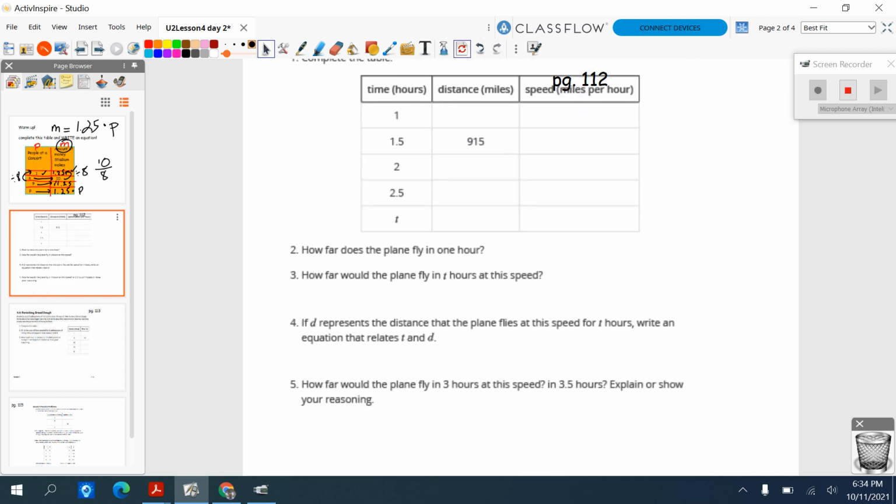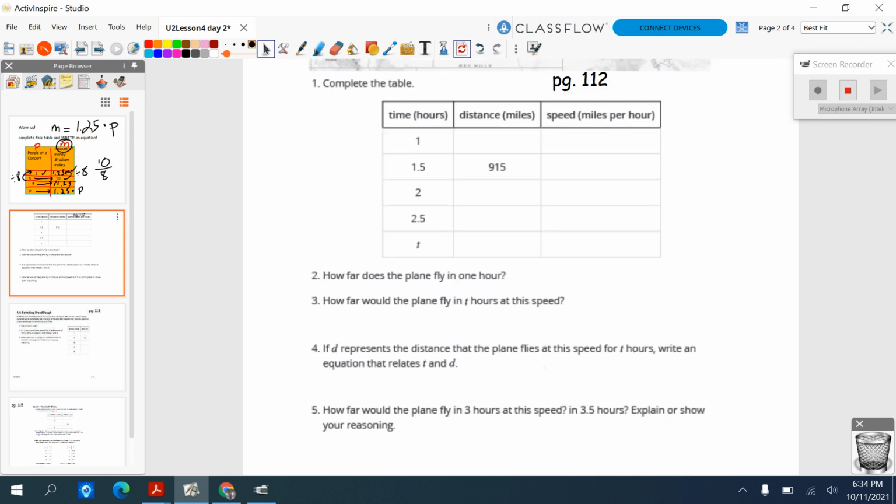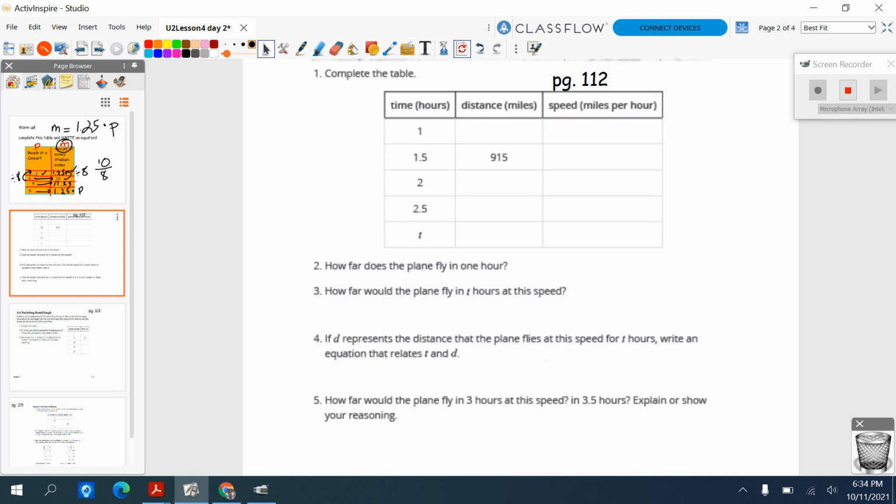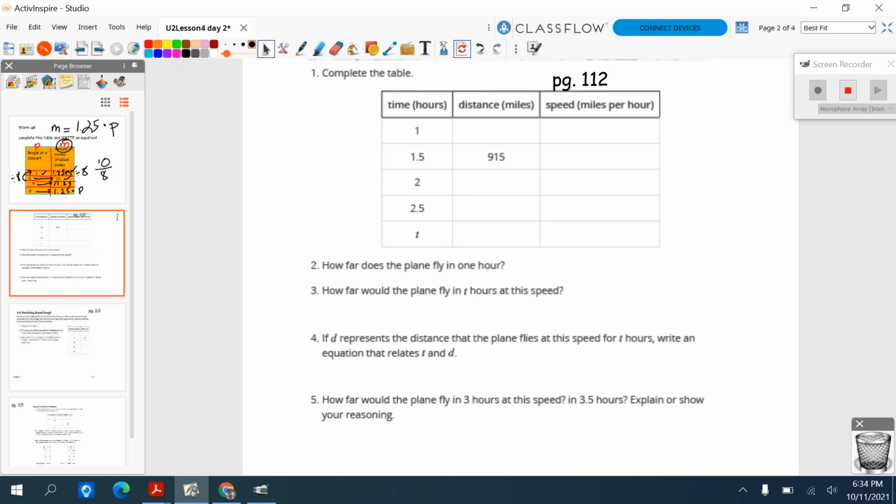All right. How far does the plane fly in 1 hour? Well, we already answered that in our chart. How far would the plane fly in t hours? So t hours, so again, you're not telling me. So that's the one I think you're going 610 times t. That's how far it would go. You don't know what t is, but it would be 610 times t.